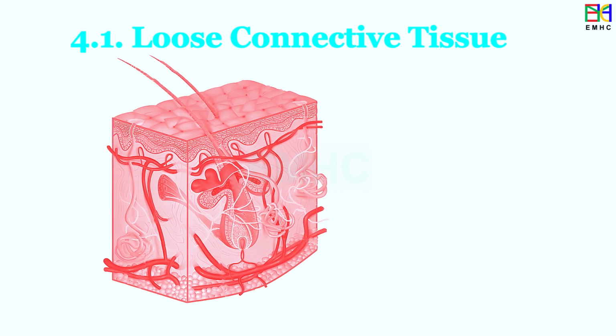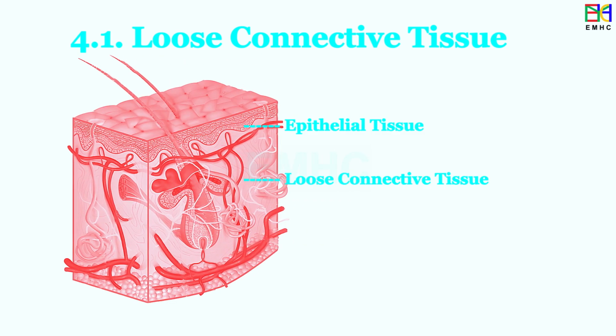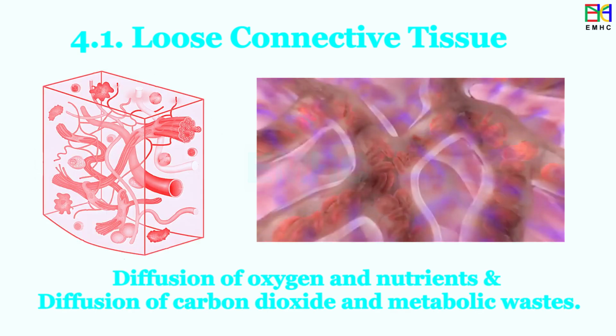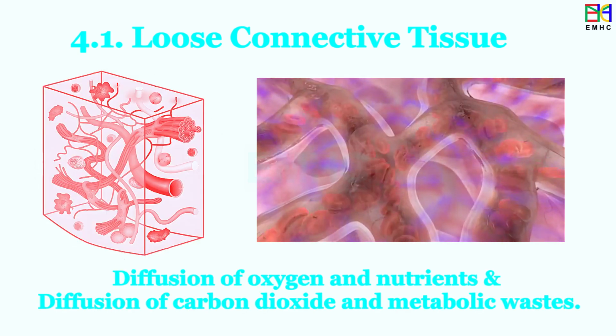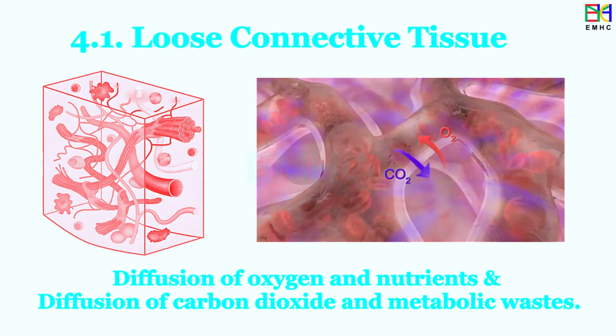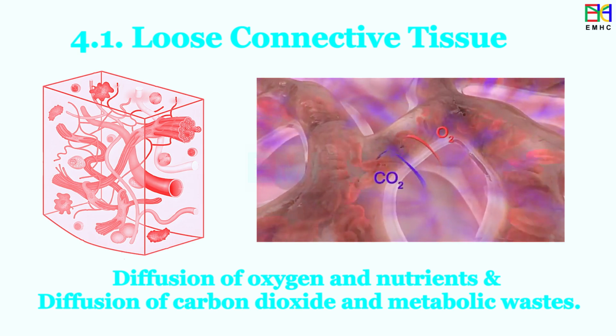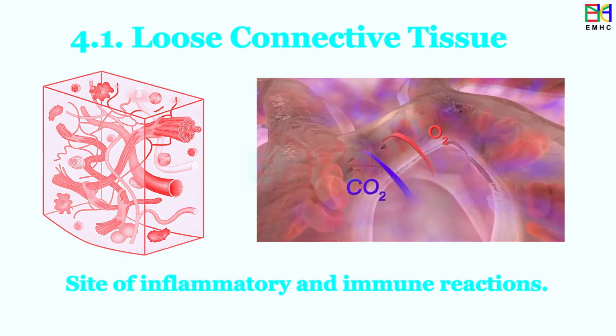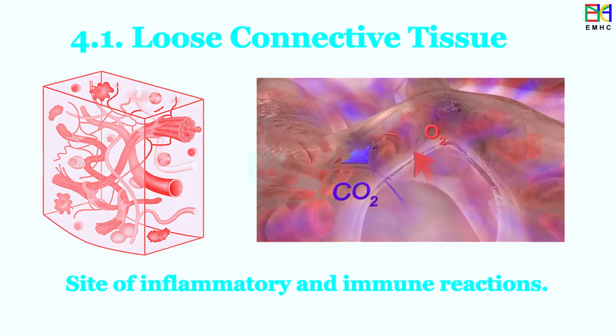Loose connective tissue is primarily located beneath the epithelial tissue that covers the body surfaces and lines the internal surfaces of the body. It is also associated with the epithelium of glands, and forms a layer around small blood and lymphatic vessels. Loose connective tissue plays an important role in the diffusion of oxygen and nutrients from the capillaries to the connective tissue, as well as in the diffusion of carbon dioxide and metabolic wastes back to the vessels. Loose connective tissue is also a site of inflammatory and immune reactions.